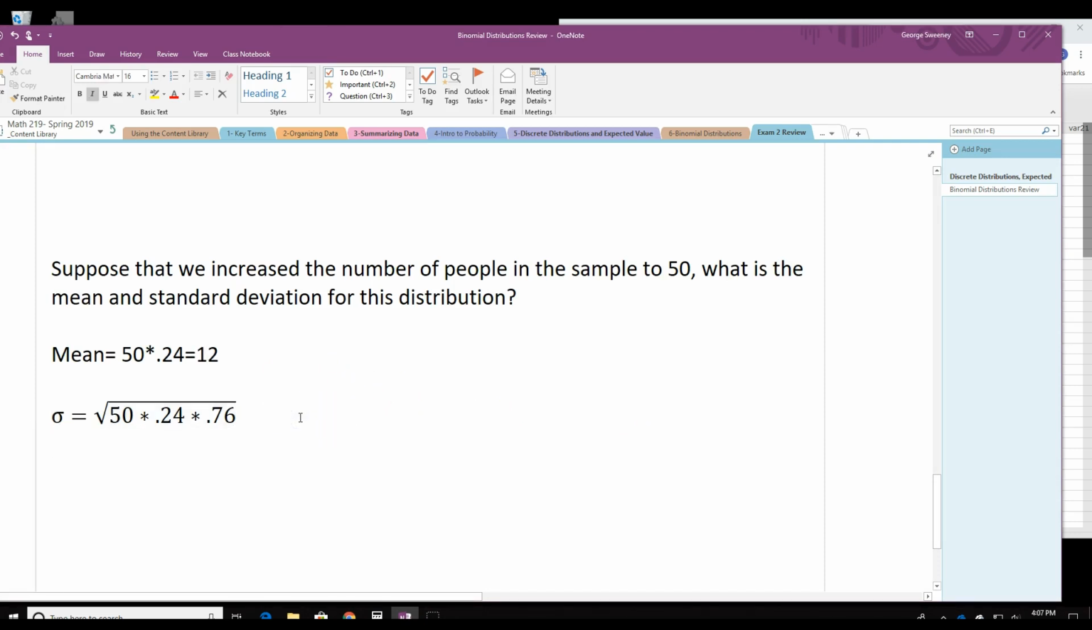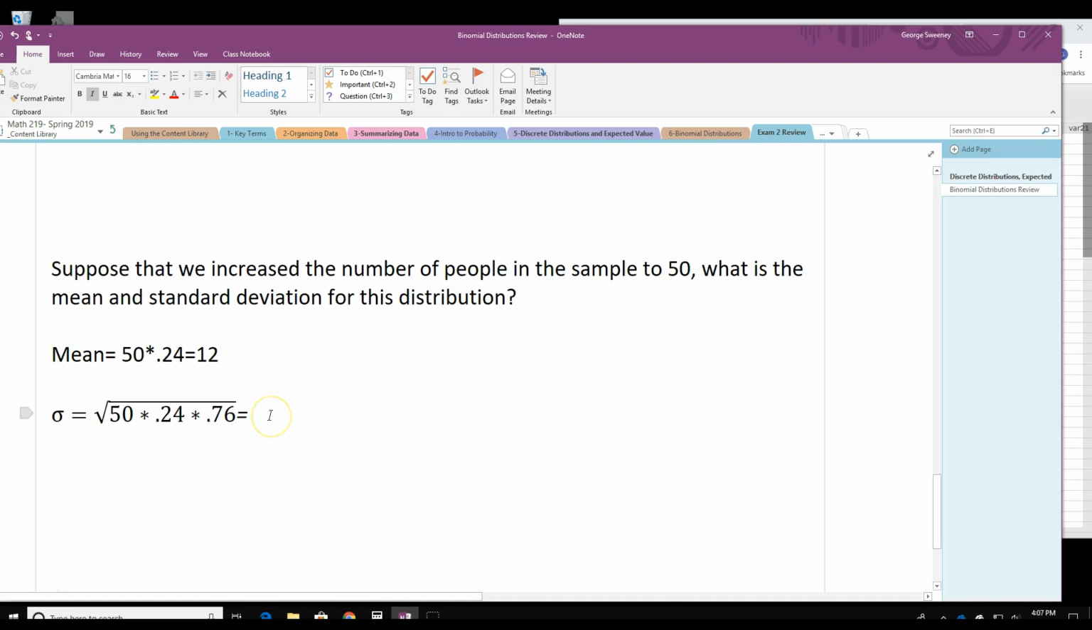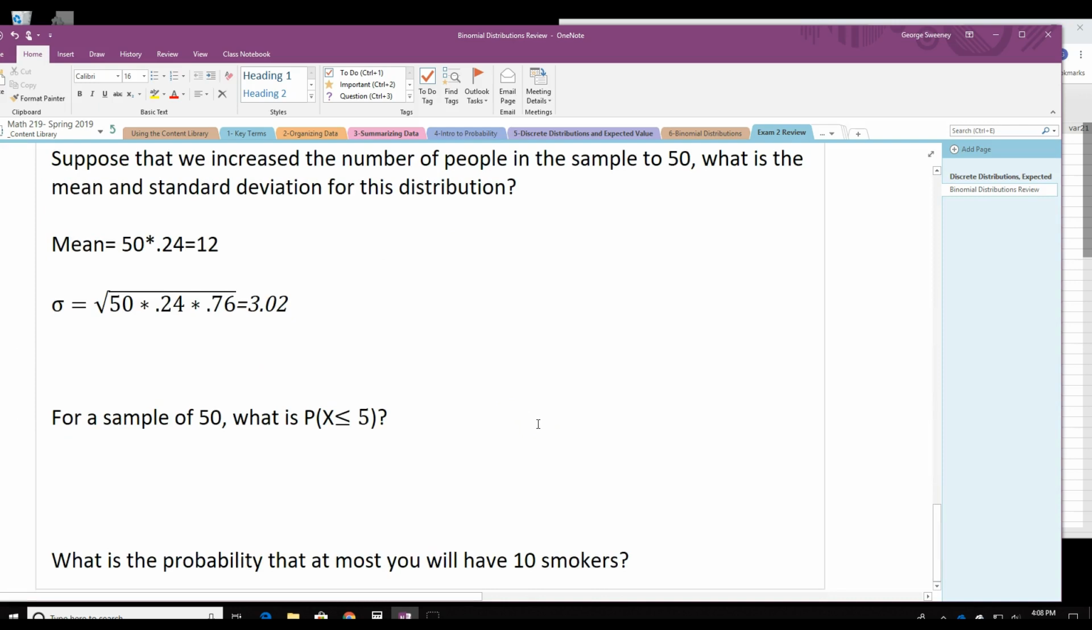And then what about our standard deviation? It's going to equal 3.02, basically. And so that's our new standard deviation. And again, we also expect the spread to get bigger because we've got more in our sample. It's a bigger group to choose from. So in this case, if I were to select a sample of size 50 at random, I would expect 12 of them to be smokers.